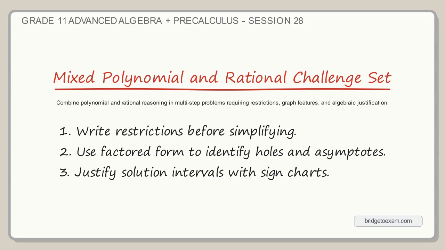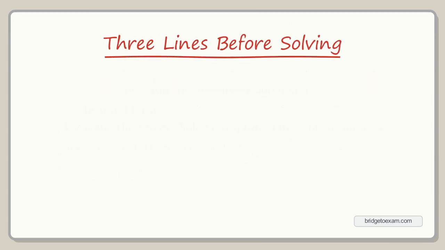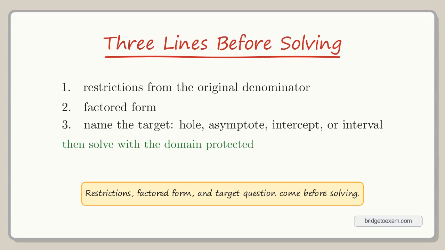1. Write restrictions before simplifying. 2. Use factored form to identify holes and asymptotes. 3. Justify solution intervals with sign charts. This challenge session rewards discipline.